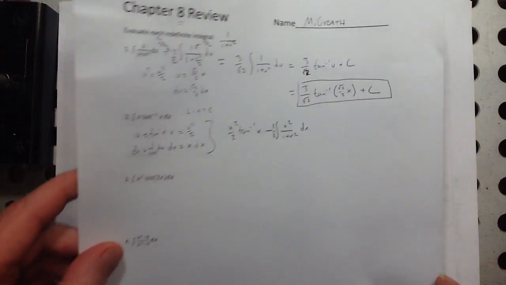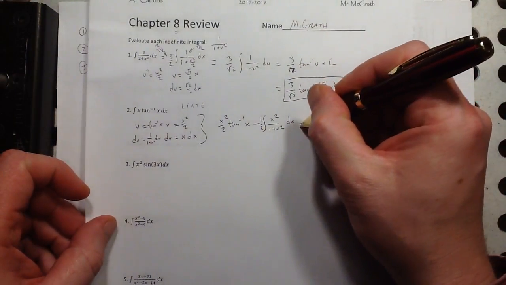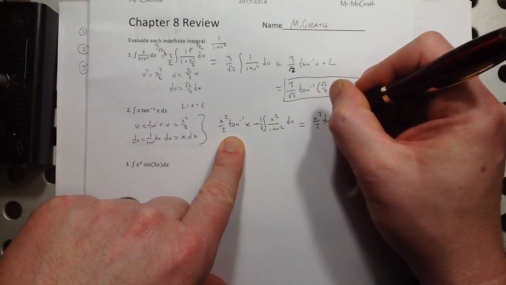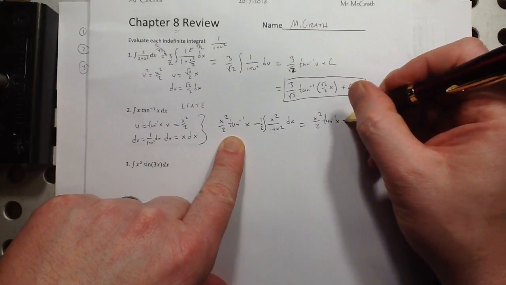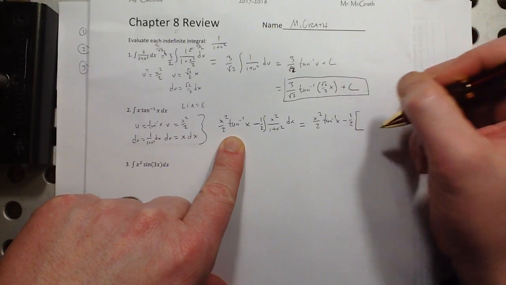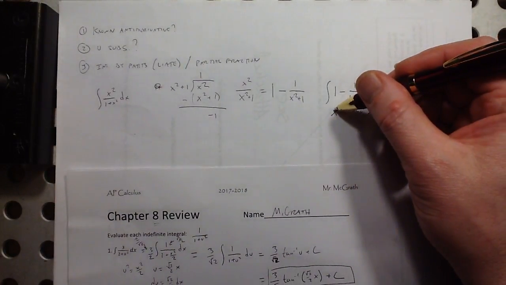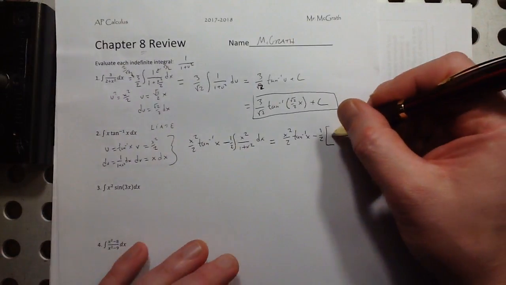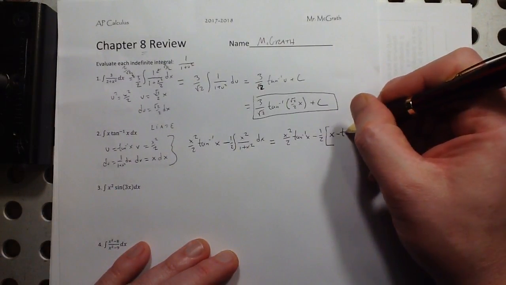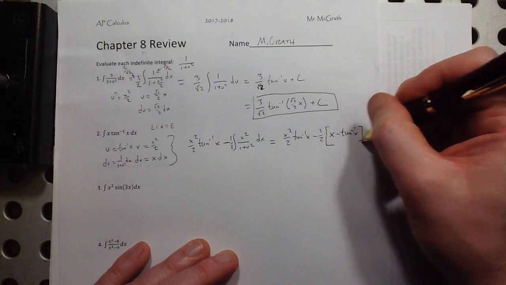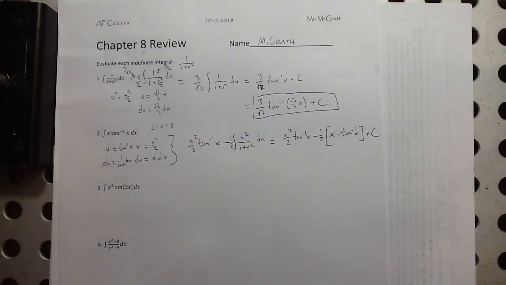So that means here I've got x squared over 2 times tangent inverse x minus 1/2 times, and then here we decided that that's equal to x minus tangent inverse x, plus c. And I would be okay in a free response kind of situation if you left it like this.